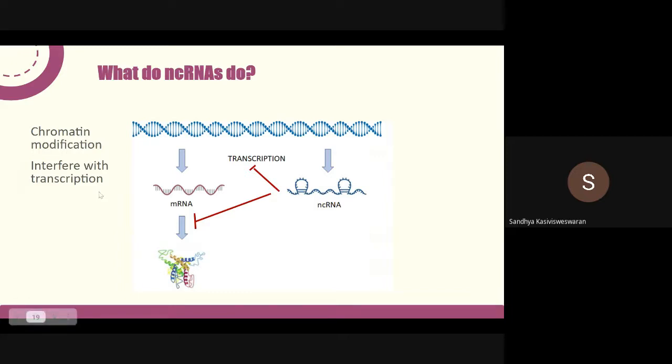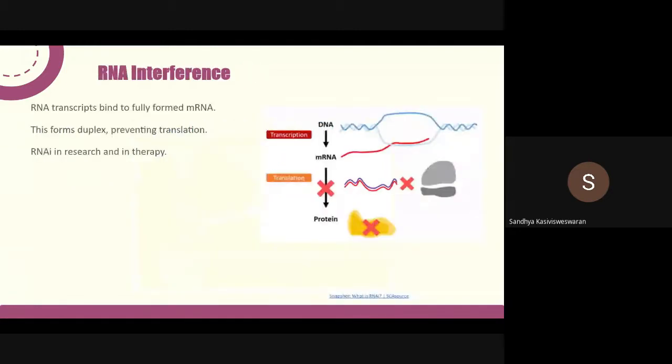Second, it can also inhibit translation. It binds to your mRNA. You have a single-stranded mRNA and a single-stranded non-coding RNA. If they have any sequence similarity, they will bind together and form a duplex. And this duplex cannot do anything. RNA interference is a technology that was developed based on this.